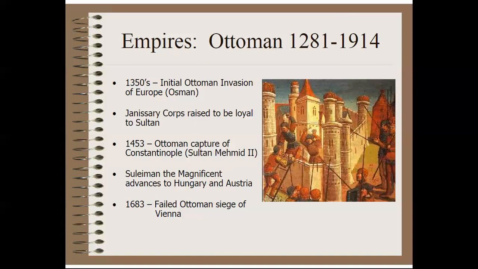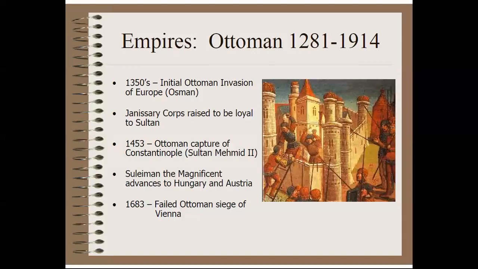Let's talk about the Ottoman Empire, which is going to be the major Islamic empire during this time. The Ottomans will have a lot of land, but they're never going to reach the heights of the Abbasids or the Umayyads. The Ottomans will be known for invading Europe under Osman and starting to conquer the Byzantine Empire. Osman the Great is considered the father of the Ottomans. Under one of his descendants, Sultan Mehmed II, he captures Constantinople and kills the Byzantine Empire.